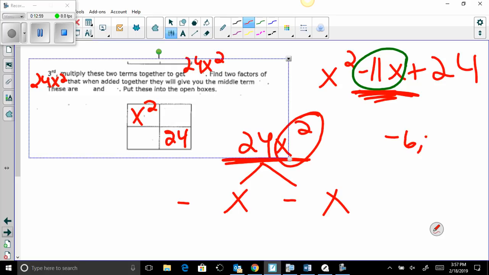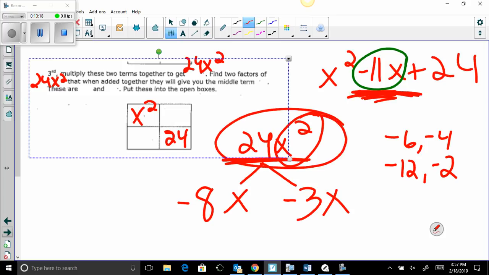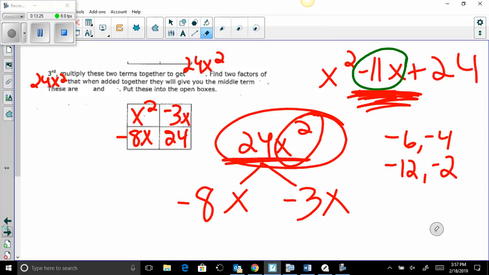Would negative 6 and negative 4 work? That would only add to give me negative 10. Would negative 12 and negative 2 work? That would add to give me negative 14. What are some other factors of 24? Very good, negative 8 and negative 3. They multiply to give me 24x squared, and they add to give me negative 11. So I found them. It doesn't matter which one goes where in the box. I'm just going to go fix this so that the negative is in there with the 8x, so I don't make any mistakes. And now follow step 4.